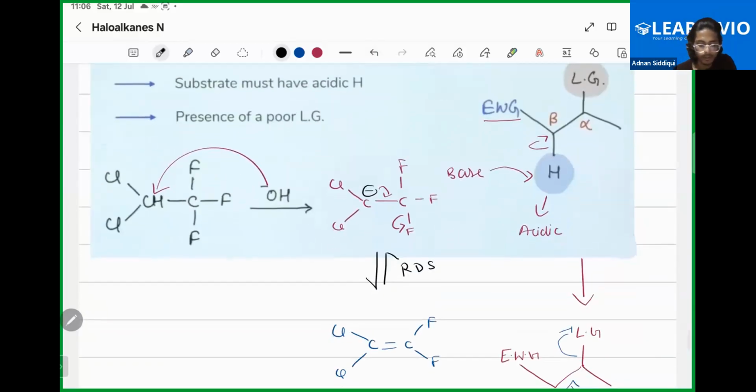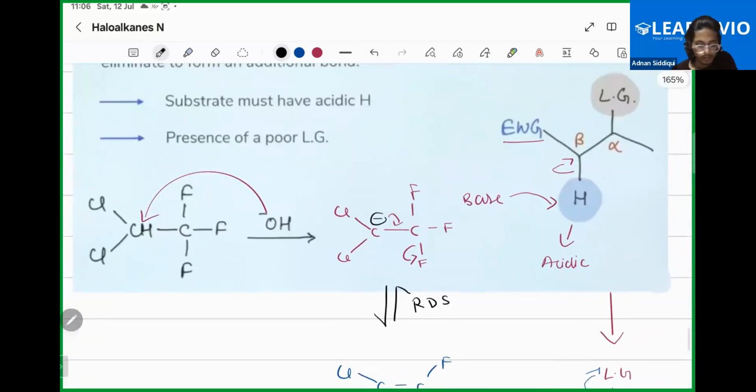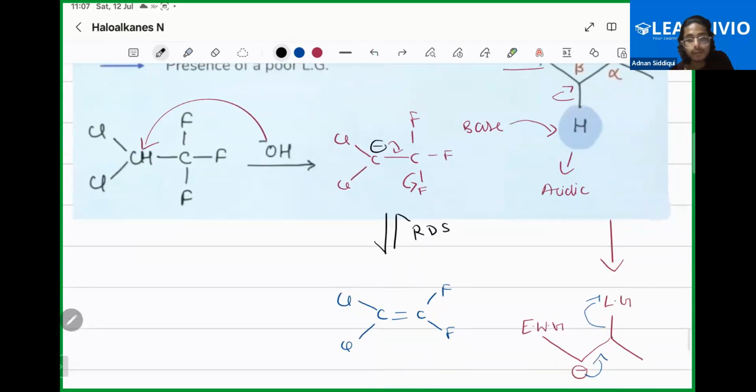Try to see it carefully. This is your base, right? Basic medium we are providing. It will abstract this proton and generate a negative charge here. This negative charge will push the electrons into a bond and will remove this fluorine. Now, this fluorine was initially a bad leaving group, but it has been kicked out due to the negative charge. It will stay there.